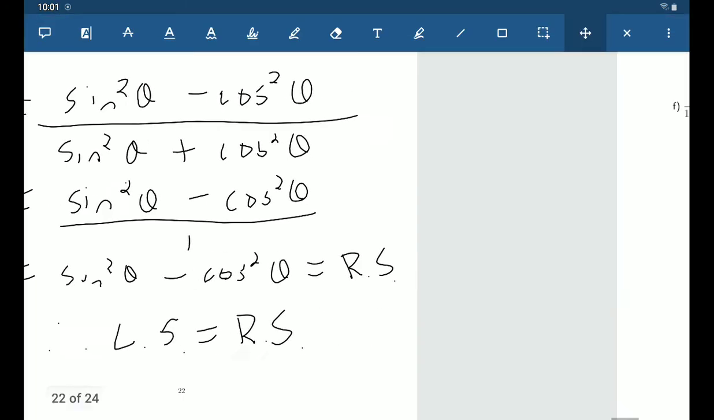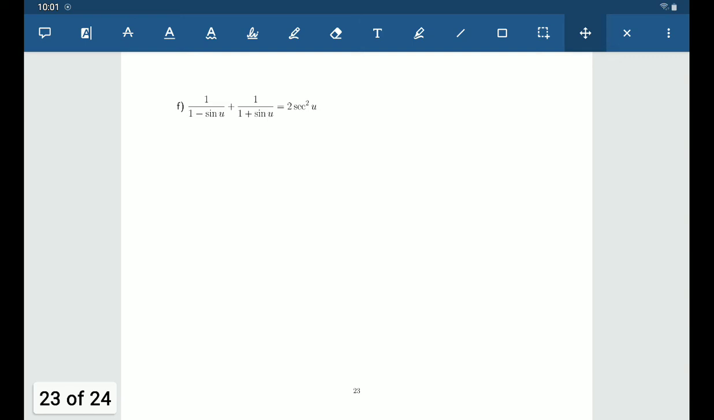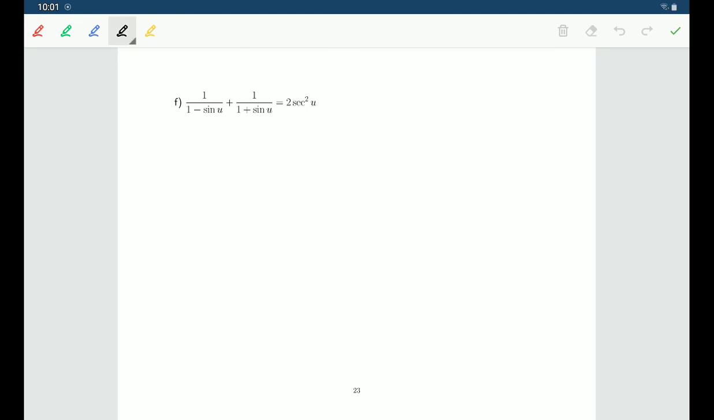Okay, let's do one last one. For this one, a lot of these things of what to do next are suggested by the things that you have. Here I'm looking at the left side, and I see two fractions. And I know if this wasn't a trig question, if you see two fractions, you'd probably want to make common denominators and combine them into one fraction. So that's going to be my plan here.